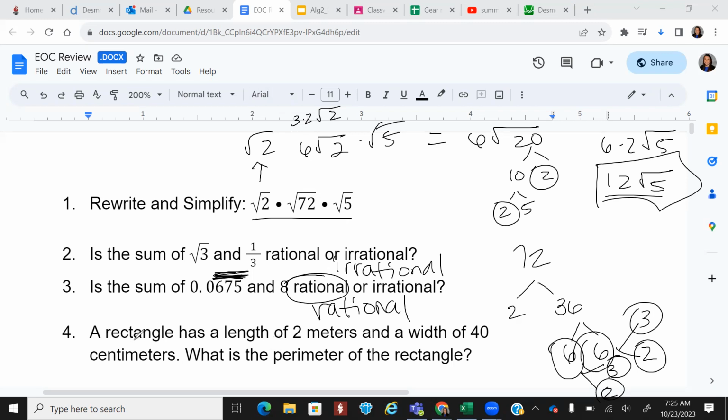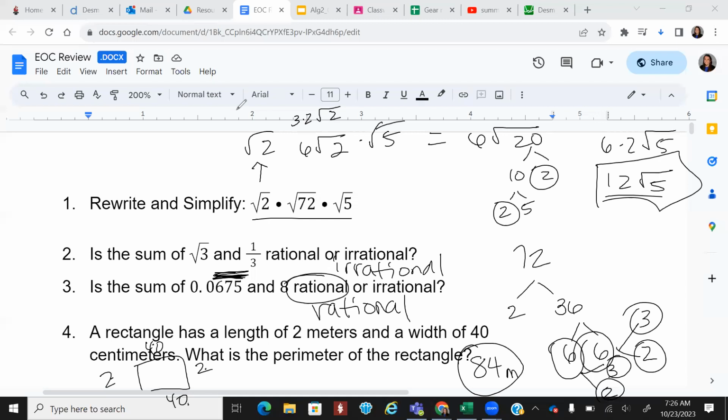All right, on the next one, a rectangle has a length of 2 meters and a width of 40. What is the perimeter? How do we find perimeter? Add up all sides. So if I have 2 on one side, 40 on the other, 2 on this side, 40 on the other, what's 40 plus 2 plus 40 plus 2? Close. 84. 84.